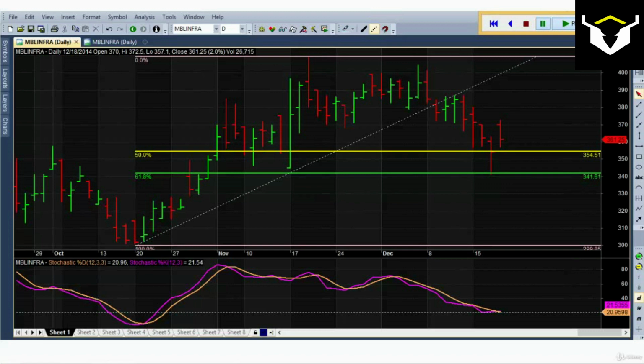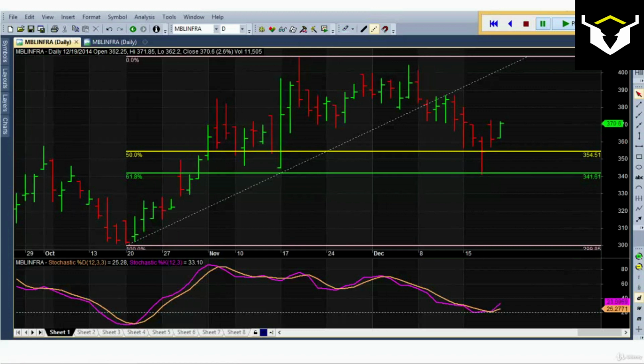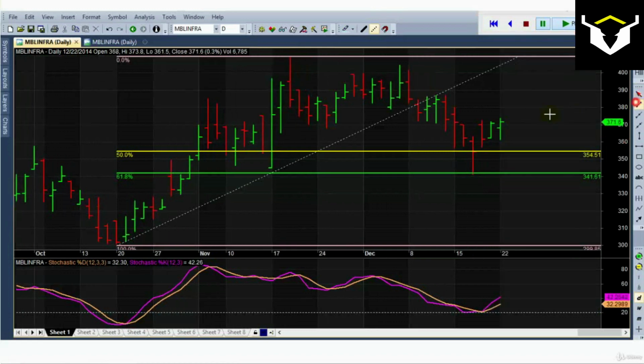Nonetheless, stochastic is very close to 20, so we will consider it as in the region of oversold, since our assumption or our expectation is strongly supported by Fibonacci level of 61.8%. We will assume that prices have hit a support zone and will look to go long. The next day, long entry is triggered.